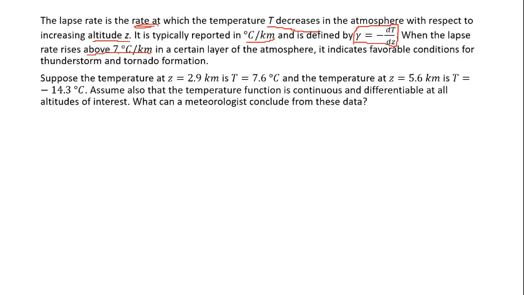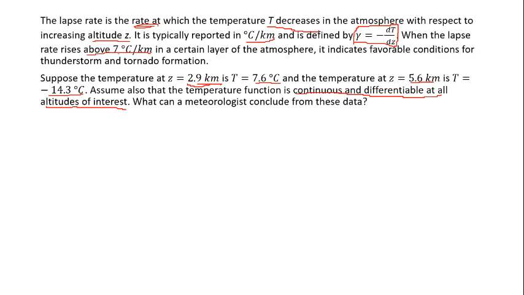So let's suppose that the temperature is recorded at two different altitudes. Let's say the temperature recorded at 2.9 kilometers is 7.6 degrees Celsius, and the temperature recorded at 5.6 kilometers is negative 14.3 degrees Celsius. That's quite a temperature difference. Let's assume that the temperature function is continuous and differentiable at all altitudes of interest, meaning we can use the mean value theorem. Since it's continuous and differentiable, and we clearly have a closed interval, 2.9 to 5.6, we can use the mean value theorem. We're going to figure out what a meteorologist can conclude from this data.